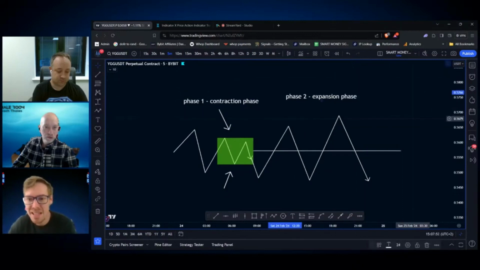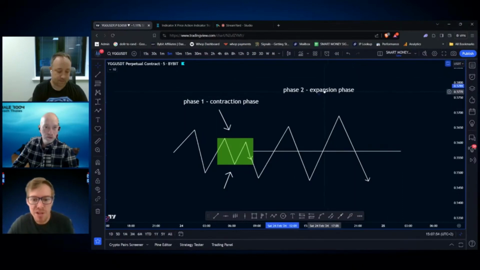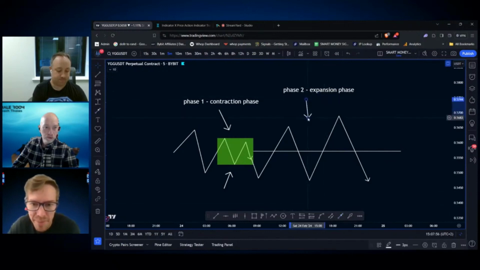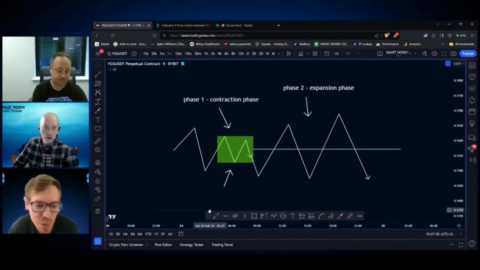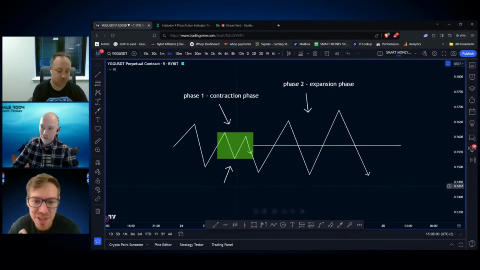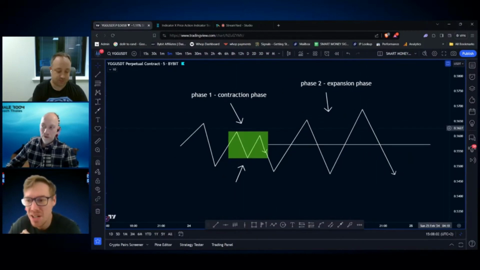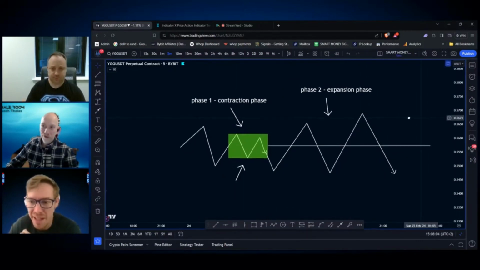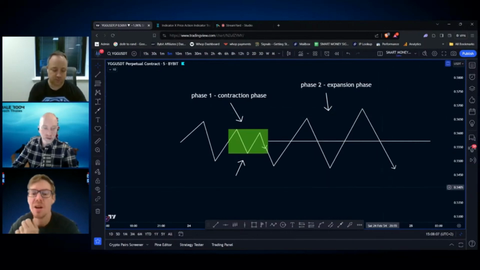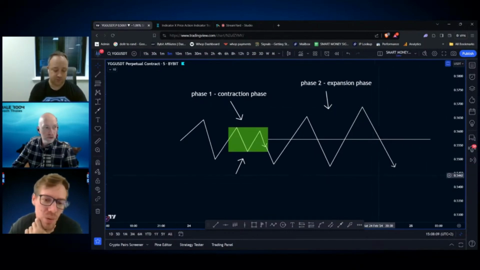Expansion phase is the phase where most retail traders lose their money because it's also known as the manipulation phase. And once I show this to you, you're going to see this everywhere in the charts. It repeats itself over and over again. If you understand how the market makers trade, or how the big players trade, this is their formula. This is what they use to trade.